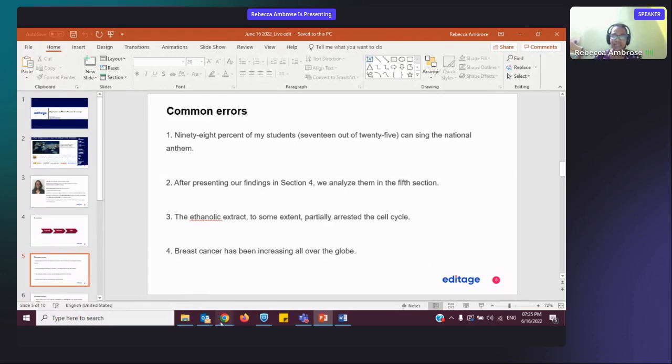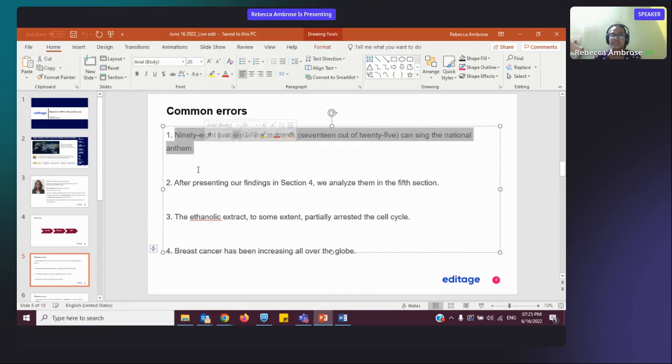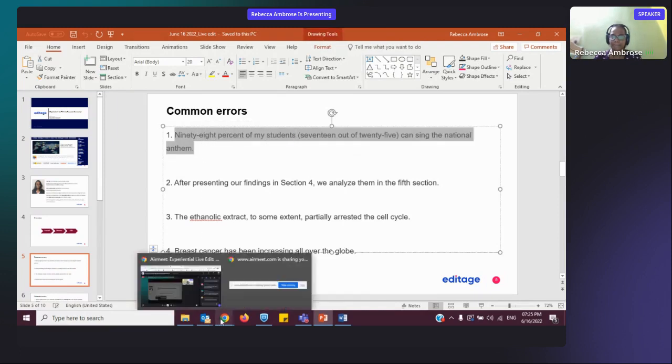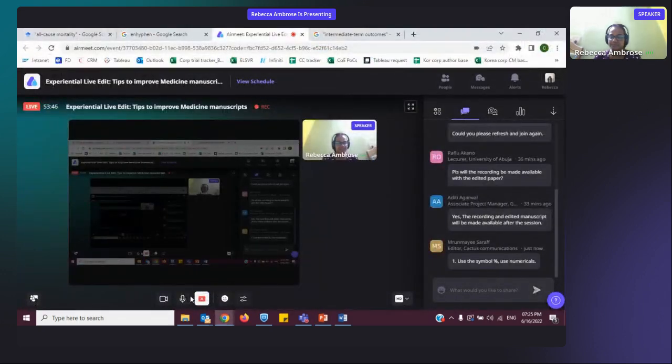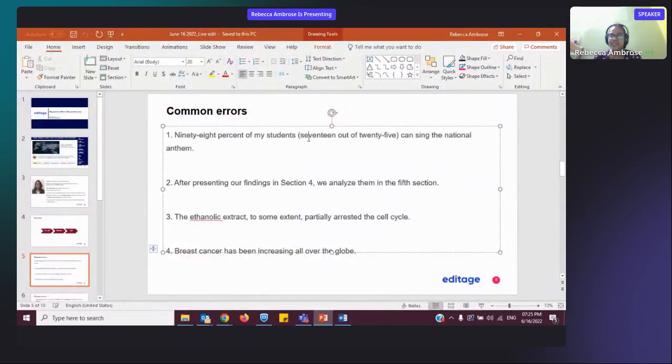Anyone? Anyone else wants to guess what is the problem with this sentence? So 17 out of 25 is not 98%. So there's a technical error over here.